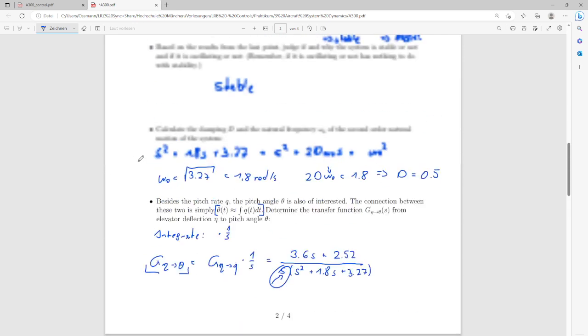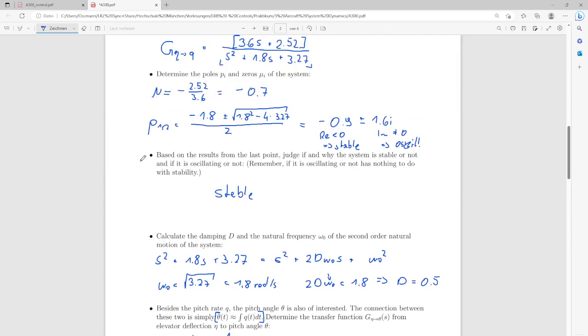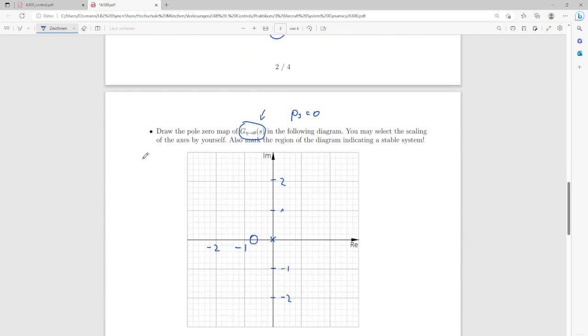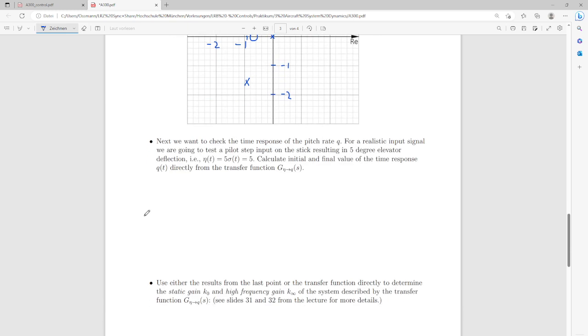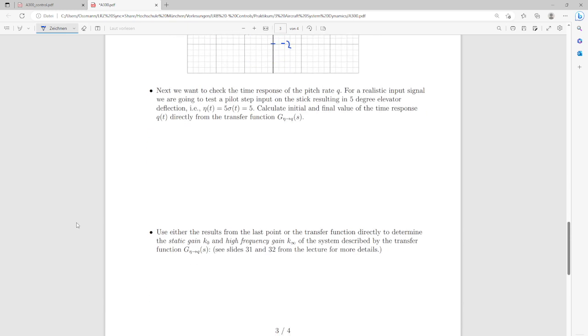And let's check the poles one more time. They were at 0.9 plus 1.6 i, so 0.9 would be here, 1.6 would be here, and obviously we have it symmetric, so here. Okay, so we have 3 poles, and we have then 1 zero. So far, so good. Okay, next we want to check the time response of the pitch rate q.